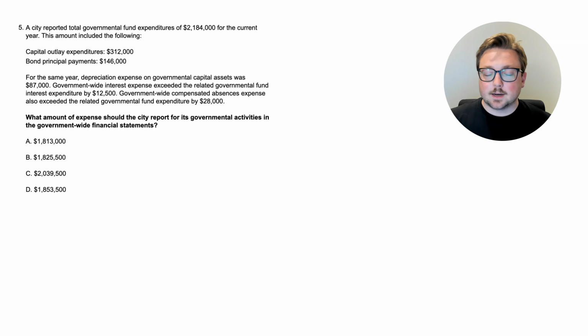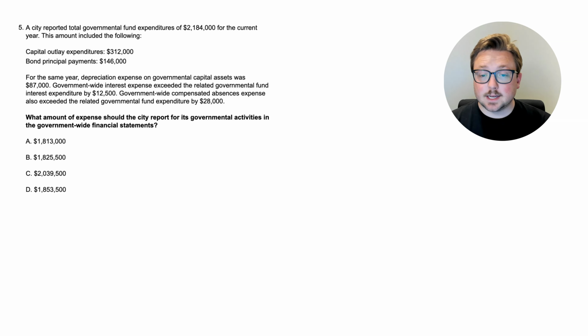All right, here we are at question 5. What amount of expense should the city report for its governmental activities in the government-wide financial statements? Let's go to the top. A city reported total governmental fund expenditures of $2,184,000 for the current year. This amount included the following: $312,000 of capital outlay expenditures and bond principal payments of $146,000. For the same year, depreciation expense on governmental capital assets was $87,000.